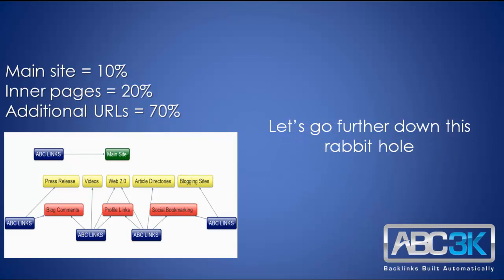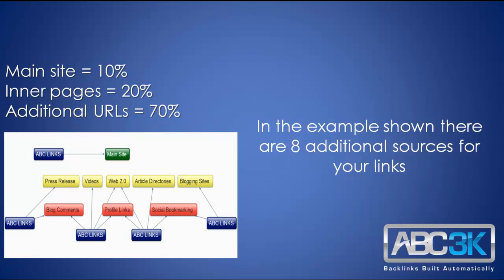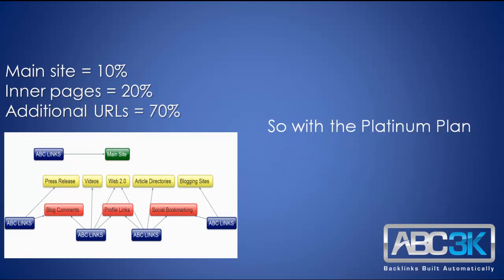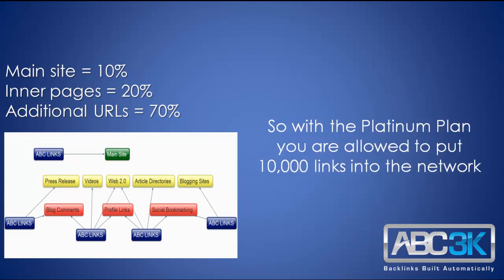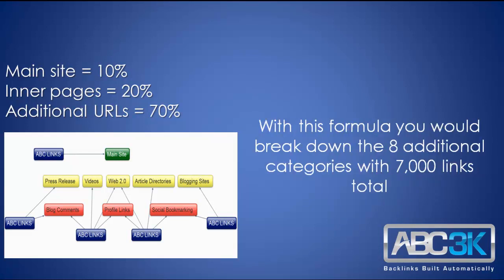Let's go further down this rabbit hole for a minute. In the example shown, there are 8 additional sources for your links. The press releases, videos, Web 2.0, article directories, blogging sites, blog comments, profile links, and social bookmarking. So with the Platinum plan, for example, you're allowed to put 10,000 links into the ABC3K network. With this formula, you would break down the 8 additional categories, everything in a yellow and red bubble, with 7,000 links total. Where did I get 7,000?